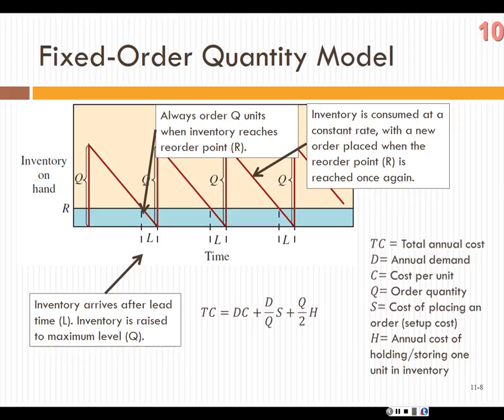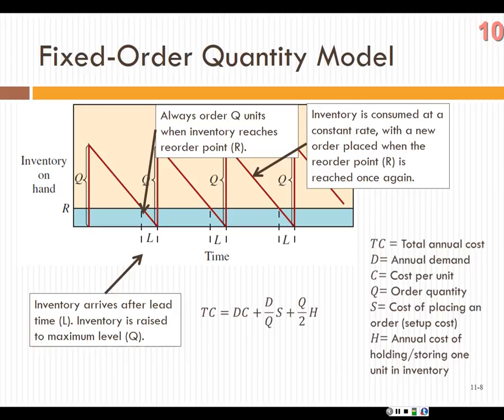Okay. So DC represents total product cost. D divided by Q times S represents your total order cost. You're going to need to know that for your homework. And Q divided by 2 represents your average inventory.